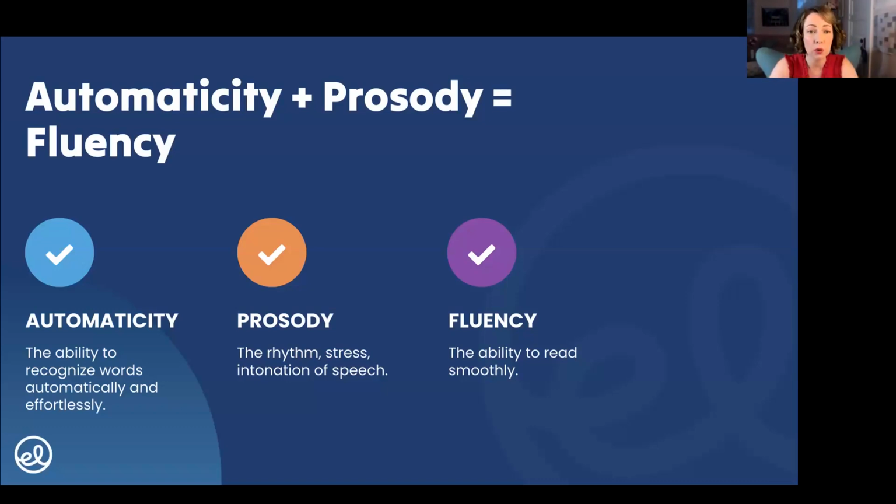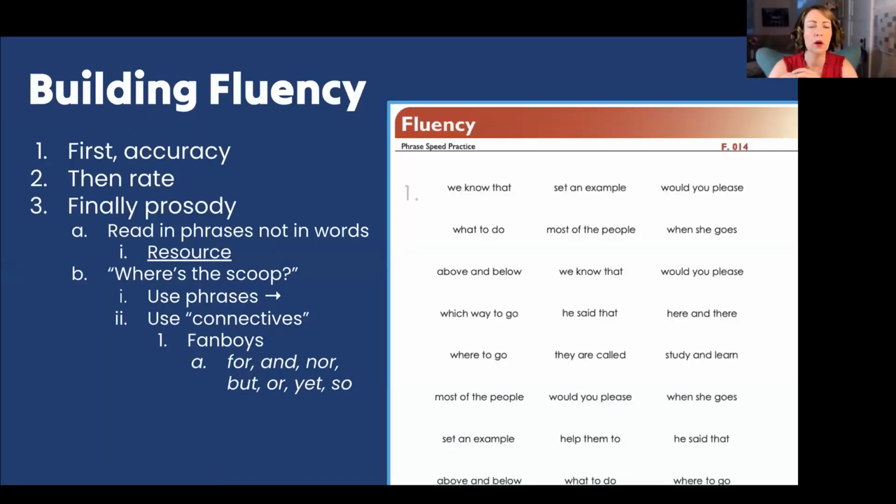Those are great through poetry readings or through dramatic readings, reading plays together. I want to show you a quick fluency strategy. We're going to practice a few. Building fluency. So this is scooping.